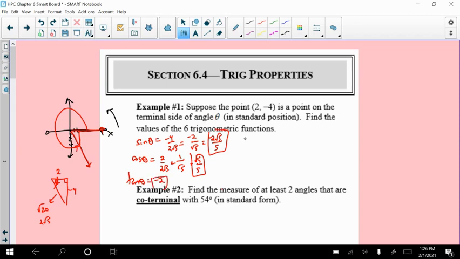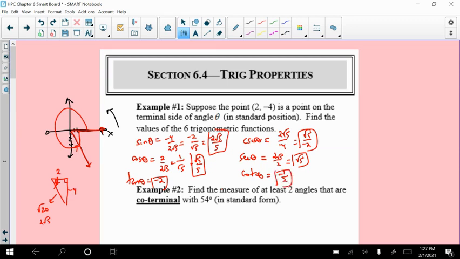And then we do the reciprocal functions. Cosecant of theta would be 2 root 5 over -4, hypotenuse over opposite, and that could reduce to root 5 over -2. Secant of theta is equal to hypotenuse over adjacent, so 2 root 5 over 2, which is root 5. And then our final one for that problem is cotangent of theta, which is the adjacent over the opposite, so that would be -1/2.